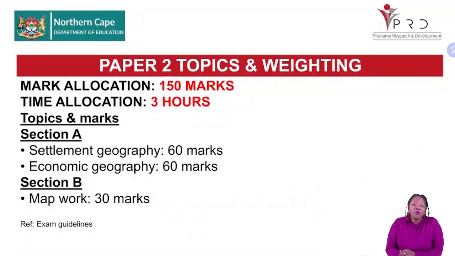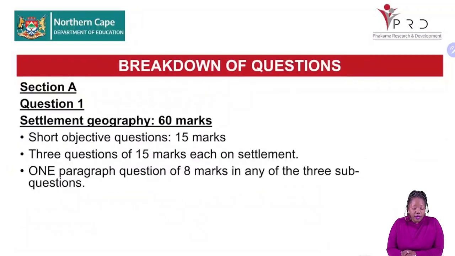So the breakdown of your 150: you have your Section A, where there is settlement geography with 60 marks, as well as economic geography with 60 marks, and then Section B, which is your map work with 30 marks. So remember, in question 1, the one we are focusing on today, we will be looking at the 60 marks, where we have short objective questions, which is out of 15 marks.